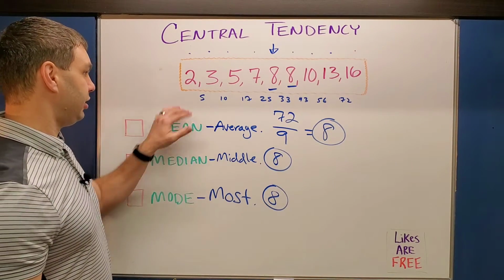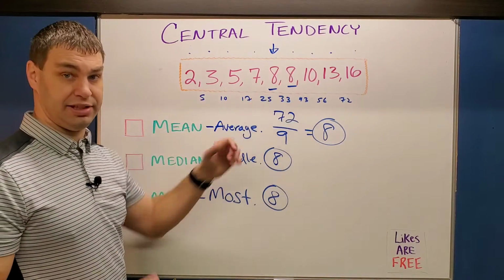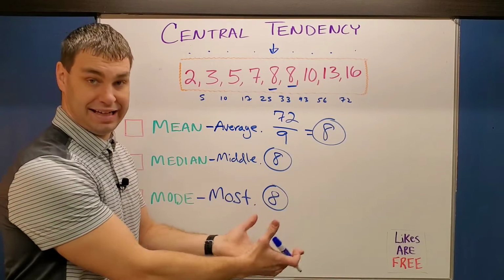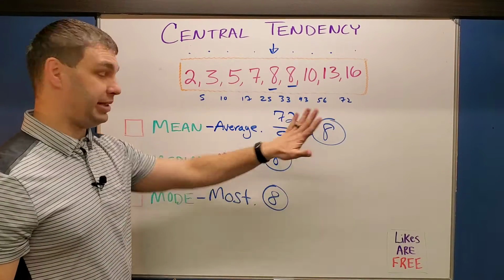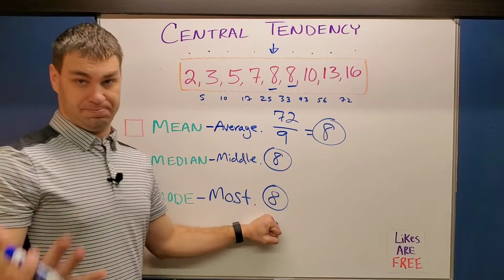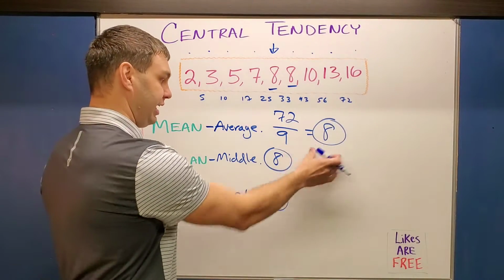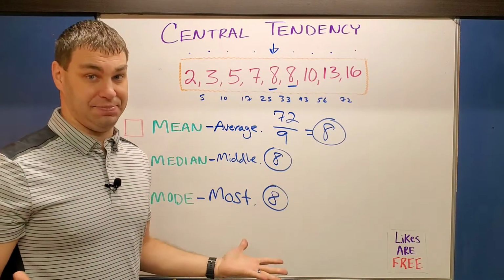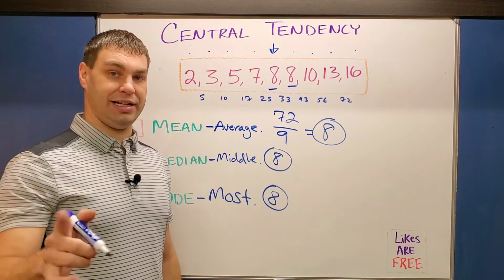Now, what if there were like 2 2s and 2 8s? Then your mode would be both 2 and 8. And similarly, if there was no repeating numbers, your mode would be none. Now, you might look at this set of data and you say, well, 8, 8, and 8, they're all going to be the same every time. And that's not true. And I'm going to show you that here in my next example.